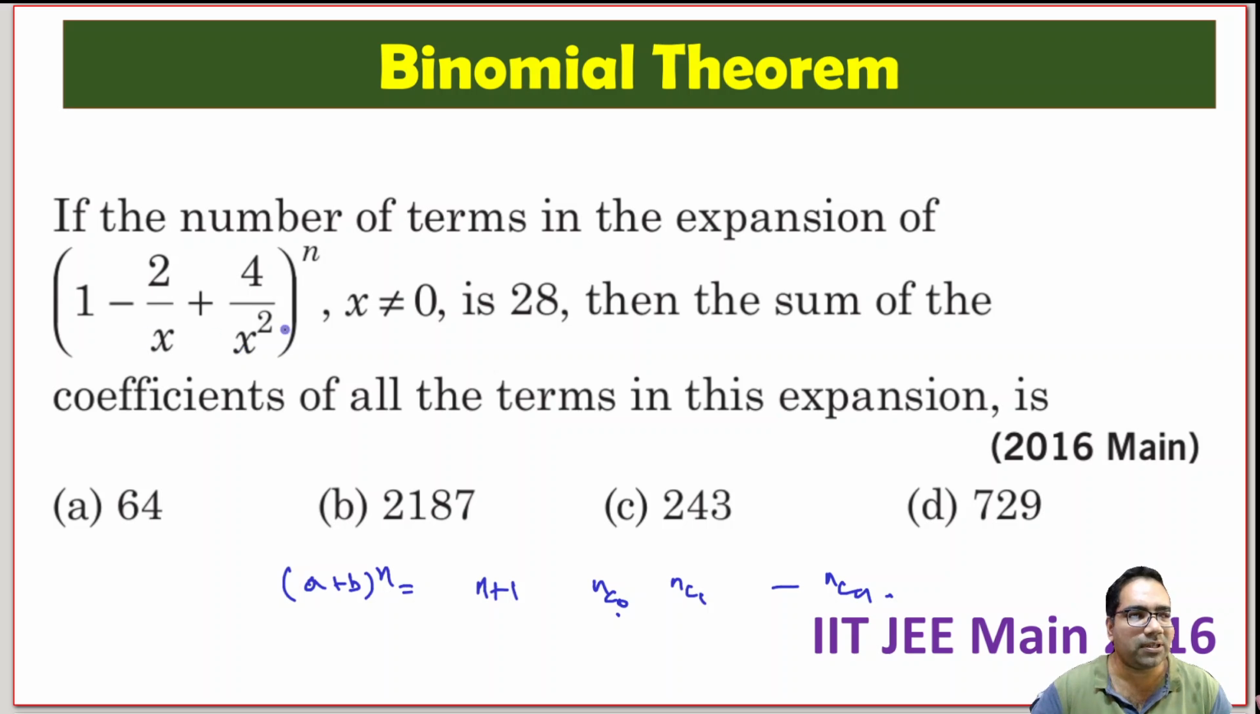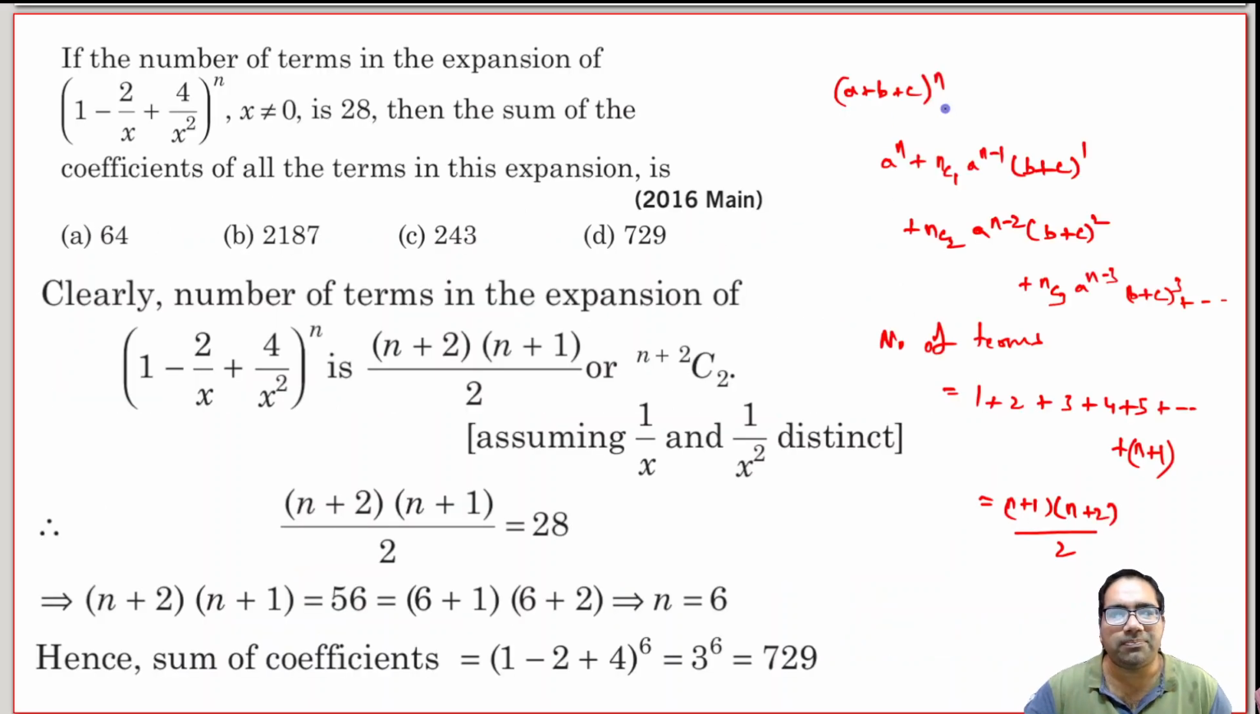But here we have (a plus b plus c) whole power n. Now let us take this b plus c together as some y and a as x. So we can still modify this into (x plus y) whole power n, right? For (a plus b plus c) whole power n, we can take these two together and still treat this as a binomial expansion.